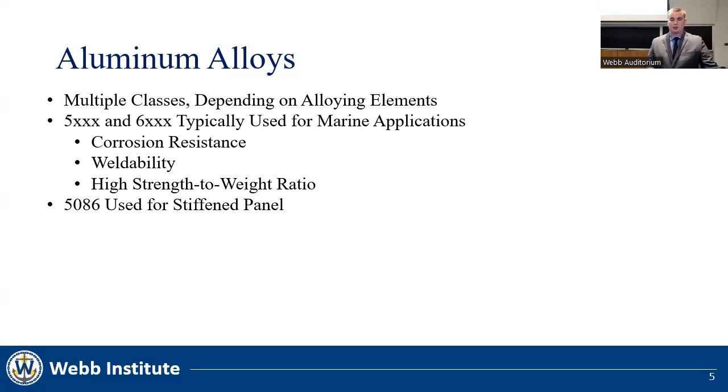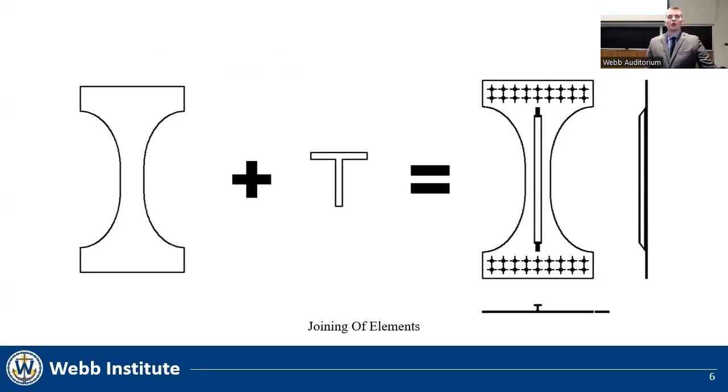making it the choice for most marine projects. So now that we've talked about the material, we need to address how it will be used. And this will be done by joining a plate and a stiffener to make a stiffened panel. The elements will be joined by welding, which is undoubtedly the most common way for joining metallic materials.